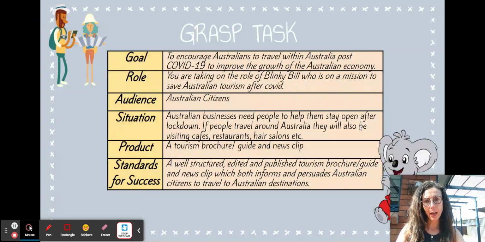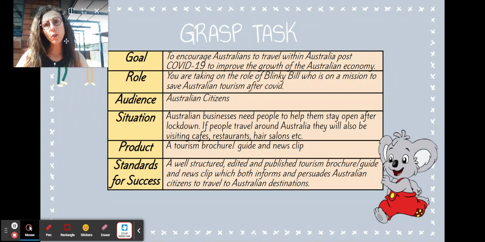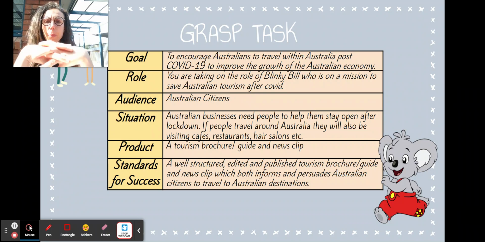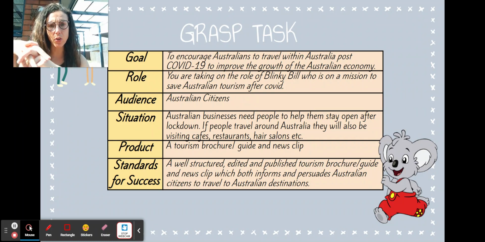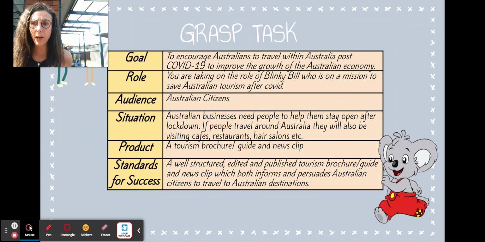Okay, for writing today, we're going to be introduced to our GRASS task. A GRASS task is just a little assessment just to see how you're going with your writing, so that we're going to be looking very carefully at your writing for the next couple of weeks. So your goal for the next couple of weeks is to encourage Australians to travel within Australia post COVID-19 to improve the growth of the Australian economy.